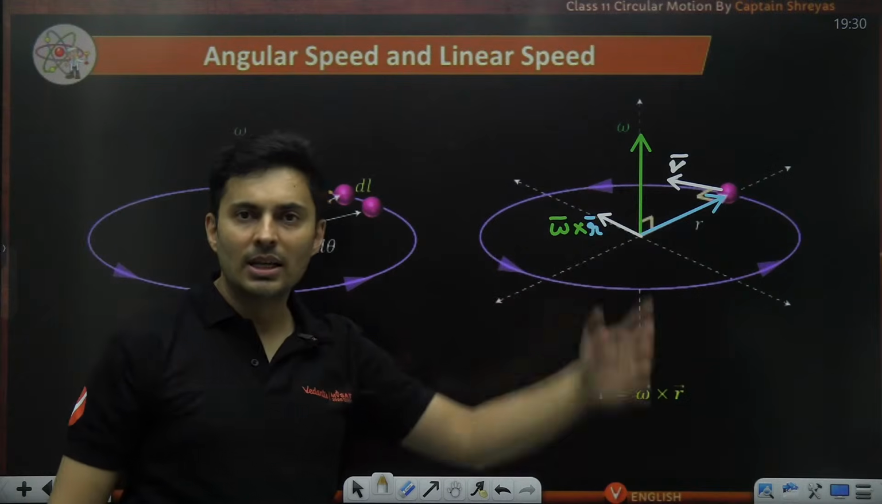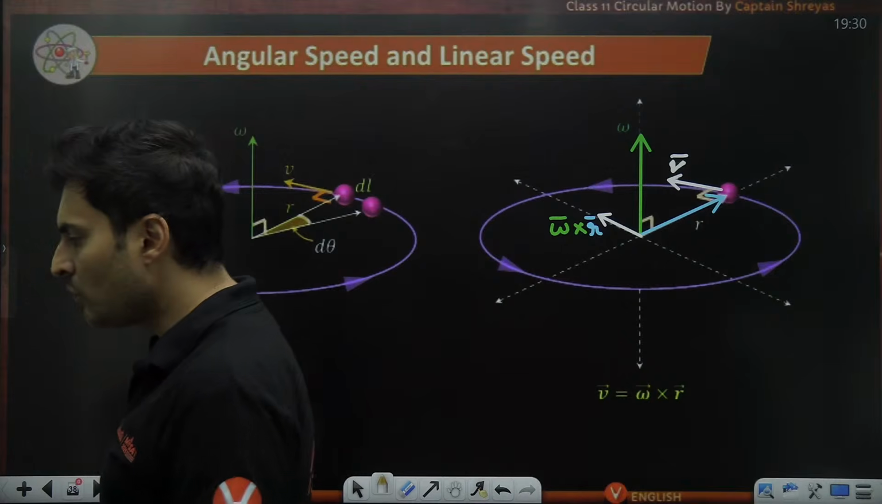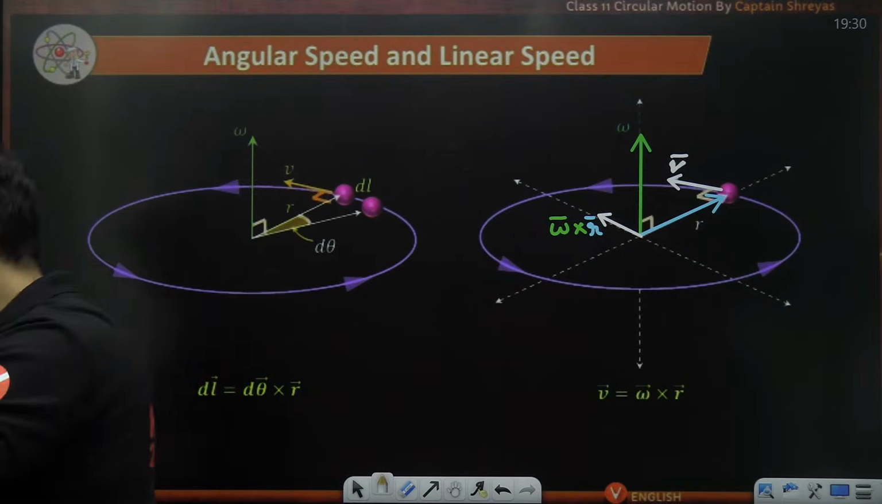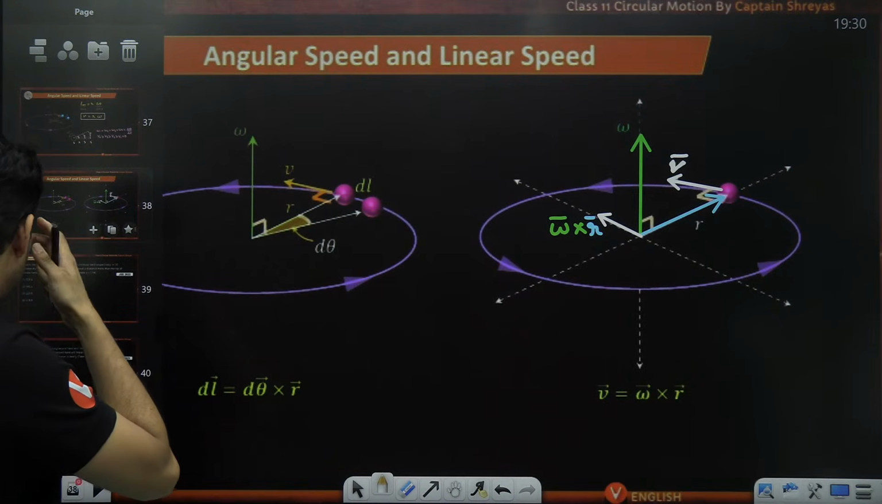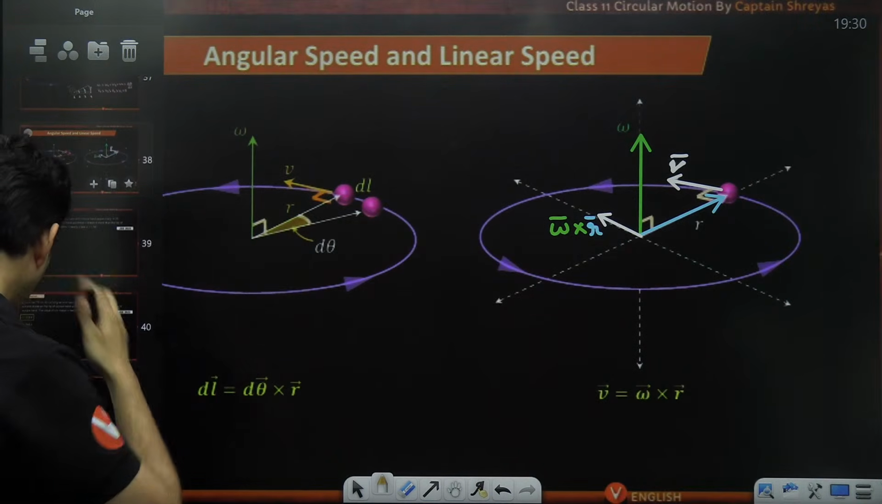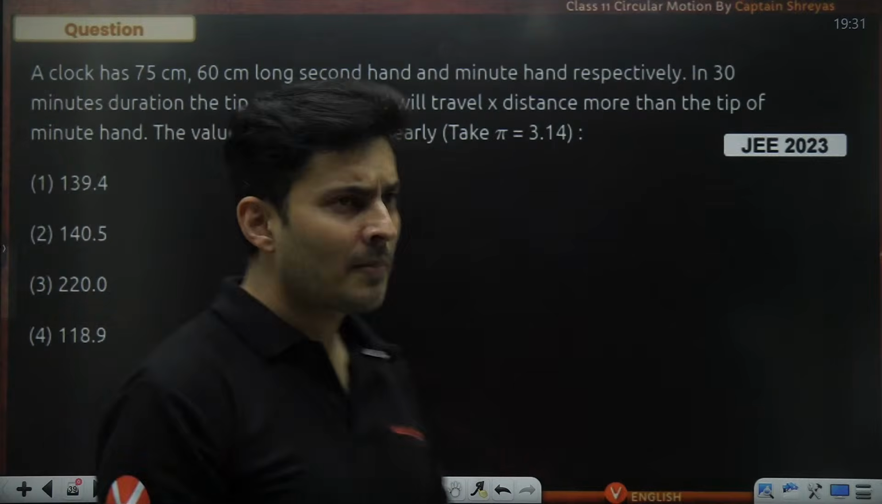Is this absolutely clear, everyone? How this has to be used? V is omega cross r, not r cross omega, omega cross r, right? Perfect. Cool. So I think we can solve some questions maybe over here. This was asked in JEE 2023.